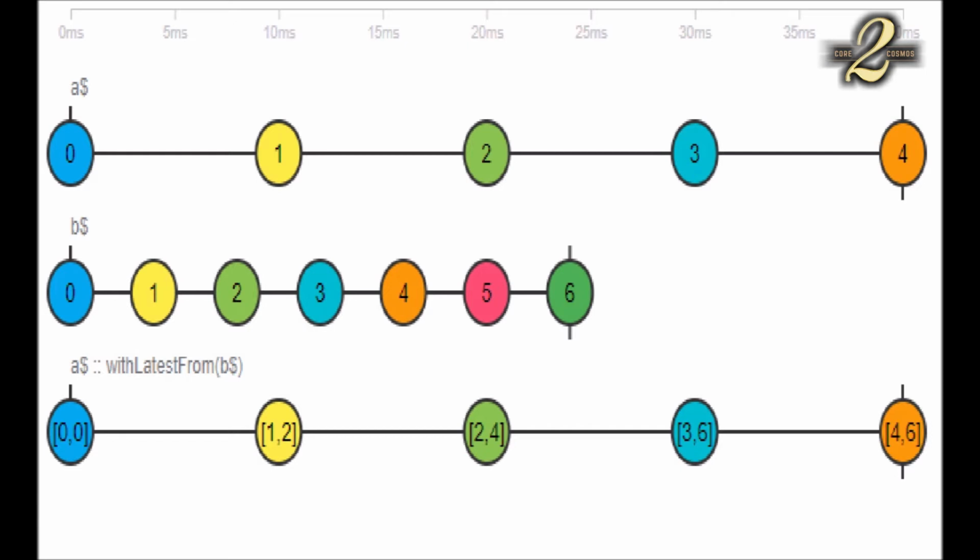Let us now look at the result set. When observable A emits the value 0, at the same time observable B emits the value 0. So we get 0, 0 in the result set at the 0th millisecond. Even though observable B emits the value 1 at the 5th millisecond, we are not getting any result at the bottom, since observable A has not emitted any value.